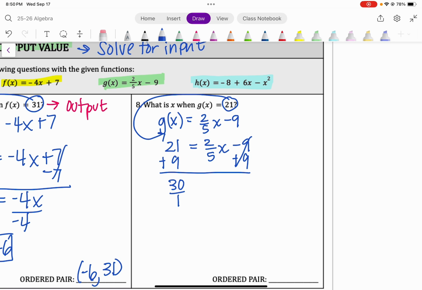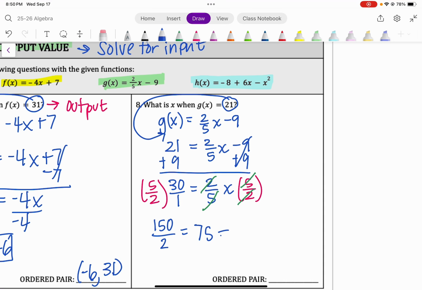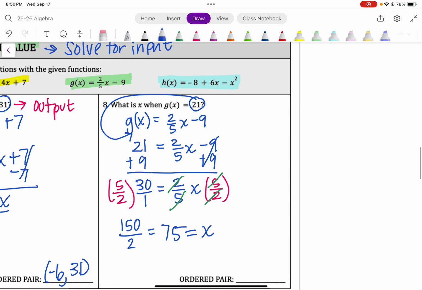So 30, I'm going to make 30 over 1 because I know I'm working with a fraction of 2/5. And then instead of dividing both sides by 2/5, I'm going to multiply by its reciprocal, 5 over 2. Now 5 and 5 cancel, 2 and 2 cancel. And when you do your fraction work, you can do 5 times 30 is 150 divided by 2, which is 75, and that's what x is equal to.